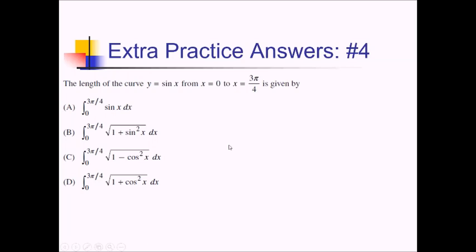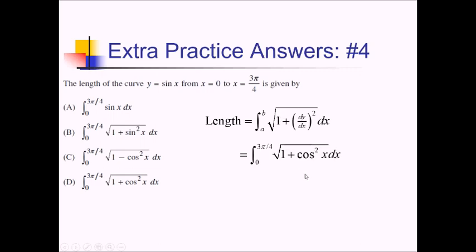For this one, I want the length of y equals sine of x from 0 to 3 pi over 4. So for that, since I'm doing this with respect to x, I use the integral from a to b square root of 1 plus dy over dx squared, dx. So I have the integral then from 0 to 3 pi over 4. And 1 plus the derivative of y. Well, y is sine of x, so the derivative of that is cosine of x. So I've really got square root of 1 plus cosine squared of x, all of that with a dx. And this is going to match answer choice D.